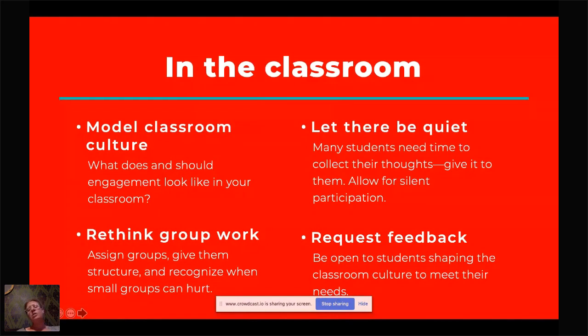And then finally, request feedback from students. Be open to the students shaping their classroom culture to meet their needs. So consider things like a midterm evaluation, where you're just asking students things like, what about the structure of class is helping you learn, and name one thing that could help you learn better.